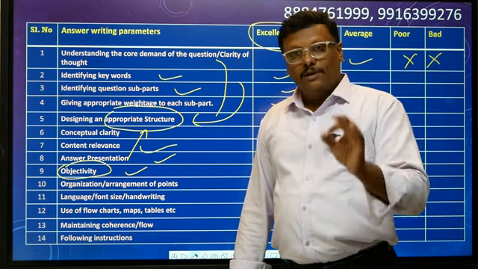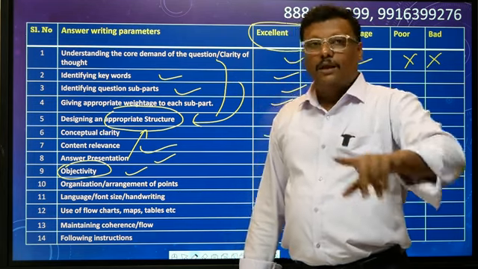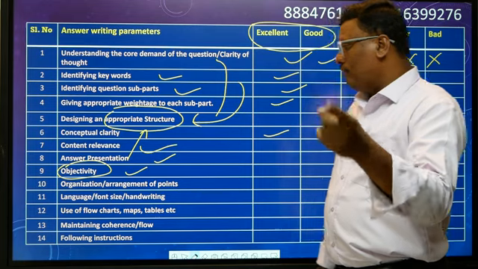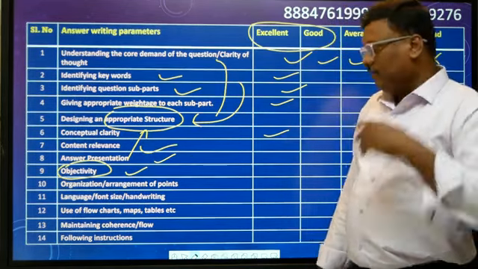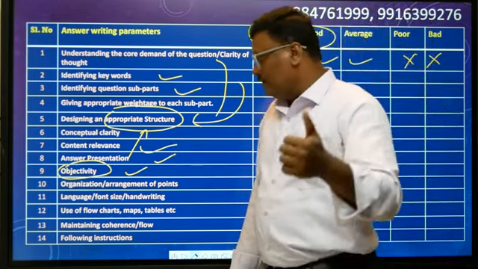You have the liberty or the right to identify what mistakes are there and try to provide some sort of plausible or workable solution to that. That is what is expected out of you. Therefore, objectivity matters most in answer writing.